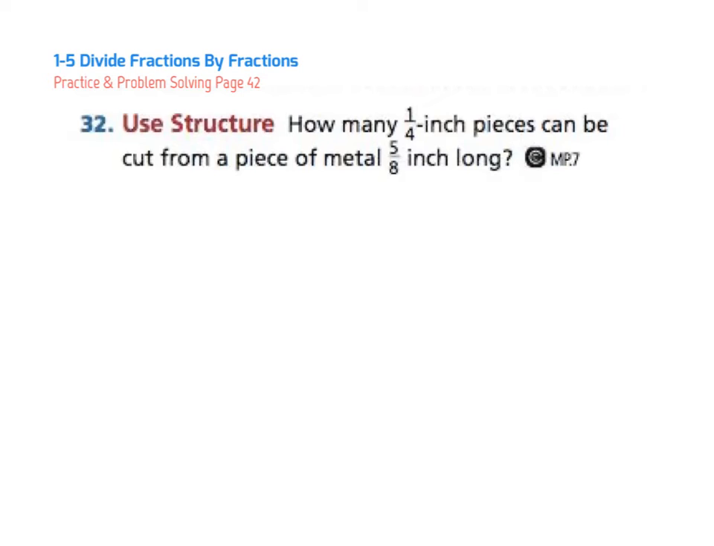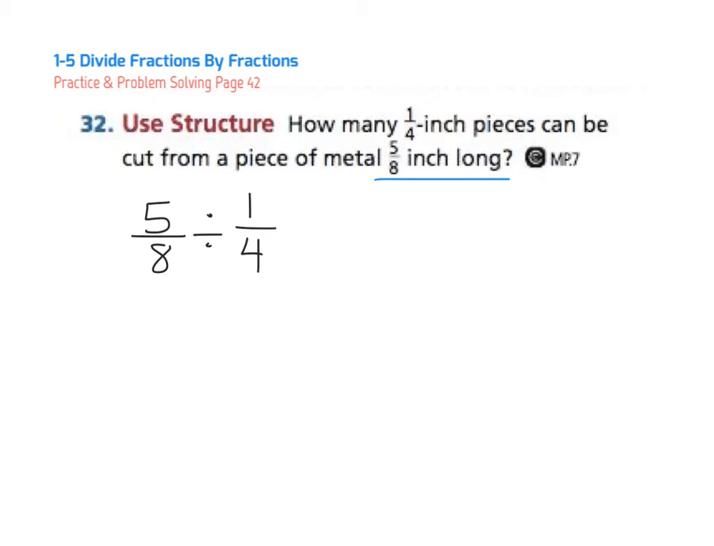Well, let's think about what we're starting with. We're starting with a piece of metal that is 5/8 inch long, and then we're going to cut from it 1/4 inch pieces. Division is technically repeated subtraction. So we could either take 5/8 and subtract 1/4 as many times as we can, or the better way to do that would be to take 5/8 and divide it by 1/4. In other words, how many 1/4 inch pieces can fit in something that's 5/8 inch long?